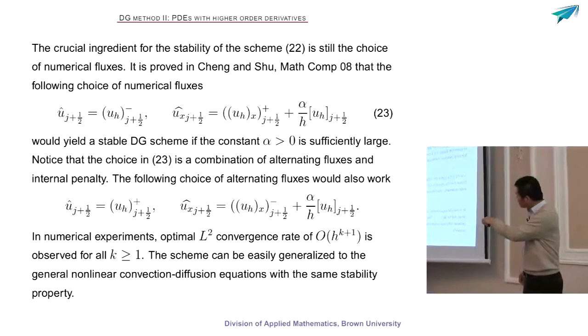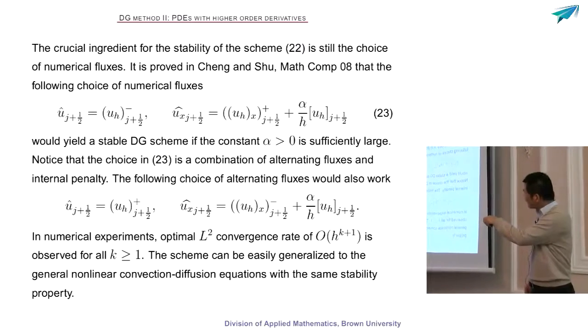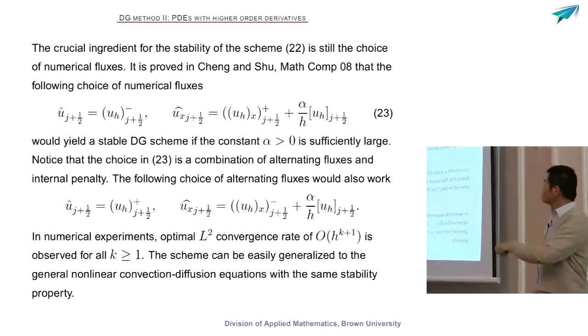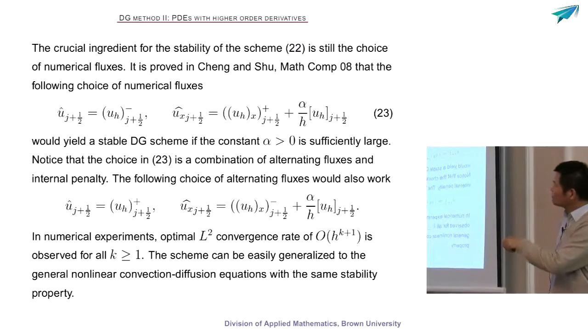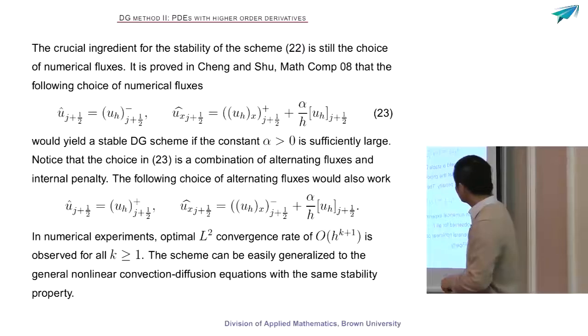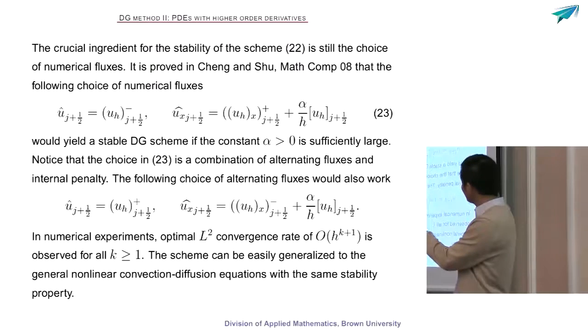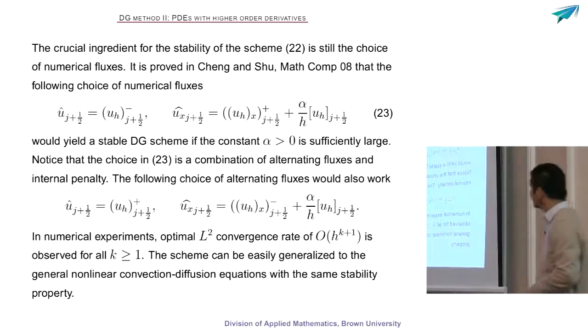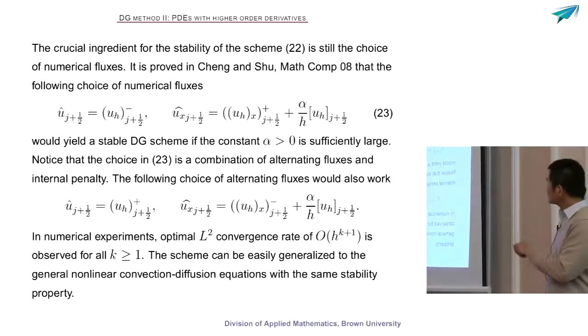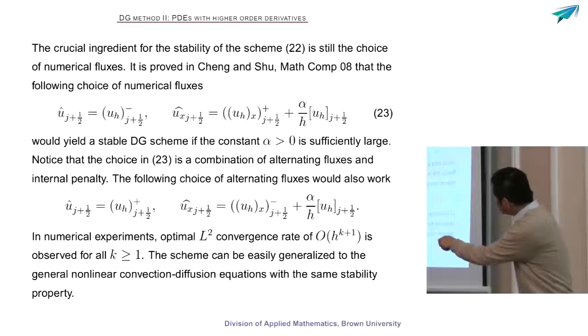You have the alpha over H here. When alpha is non-zero, this thing is stable. So you have alpha positive, for example, sufficiently large. This thing is stable. This alternating thing is the same as before. You can put a minus here, plus here, or plus here, minus here. Doesn't matter. But this term must be there.